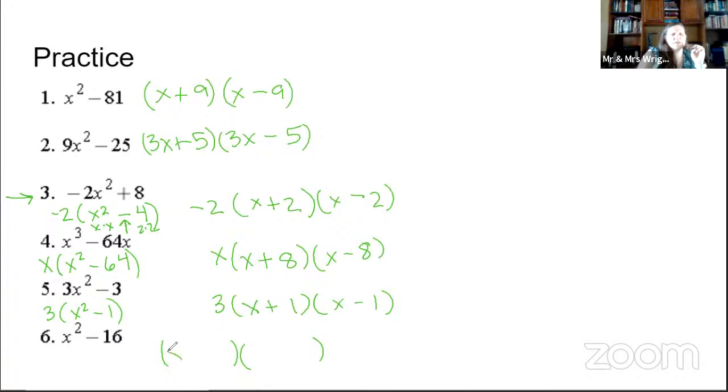Square root of x squared is x, square root of 16 is 4. And there's your answer. So that's difference of squares.